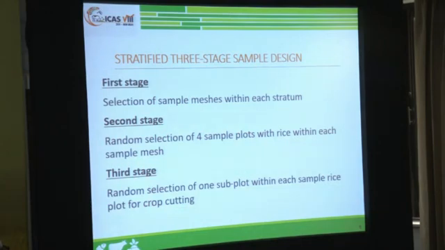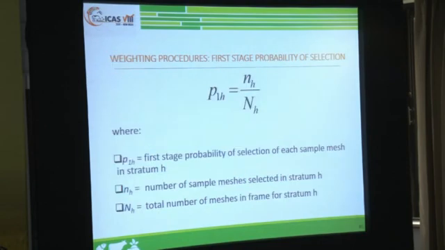Okay, so we utilize a stratified 3-stage sampling design. The first stage is the selection of sample mesh within each stratum. The second stage is the random selection of 4 sample plots with rice within each sample mesh. And then the third stage is the random selection of 1 subplot within each sample rice plot for crop cutting. To explain that further, this is the weighing procedure that we've done for this study. The first stage probability of selection, where P is the first stage probability for each sample mesh, n is the number of meshes selected for each stratum, and big N is the total number of meshes in the frame for stratum h.